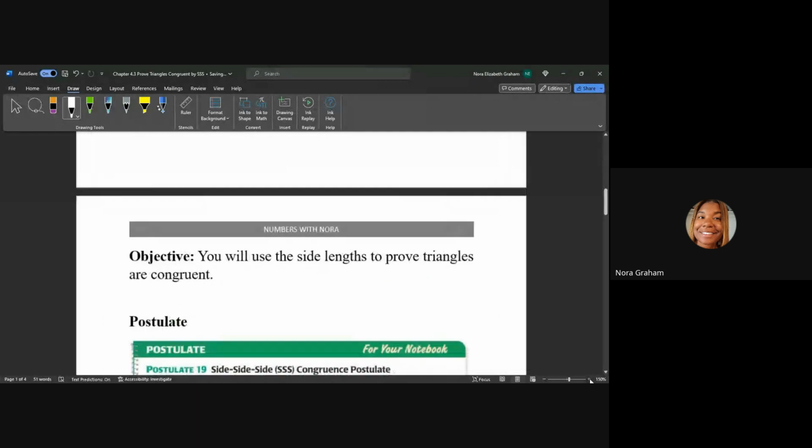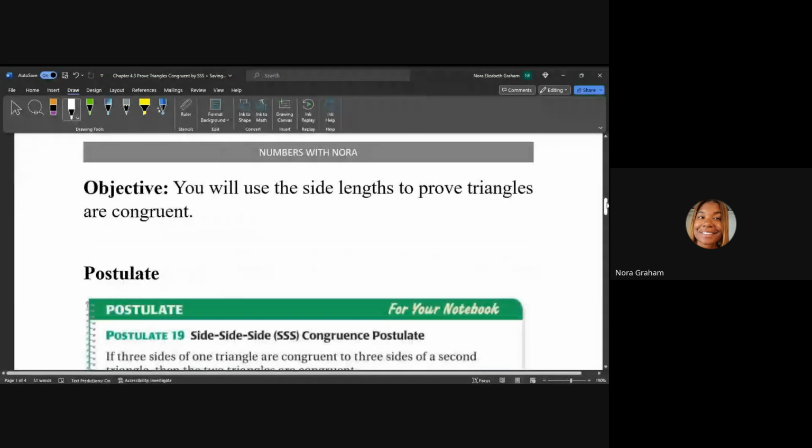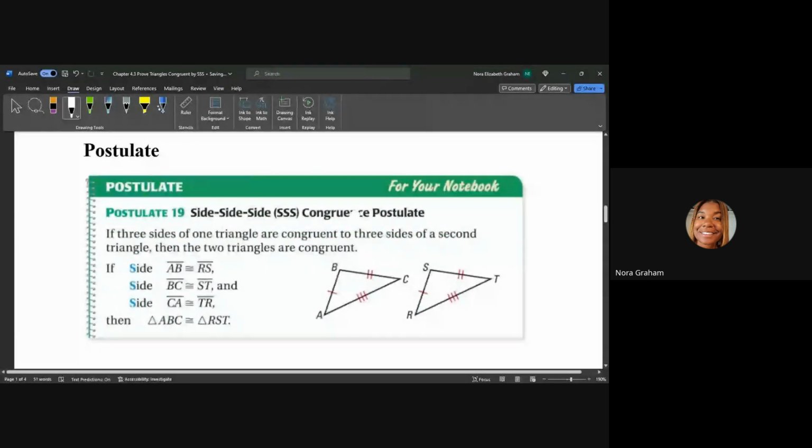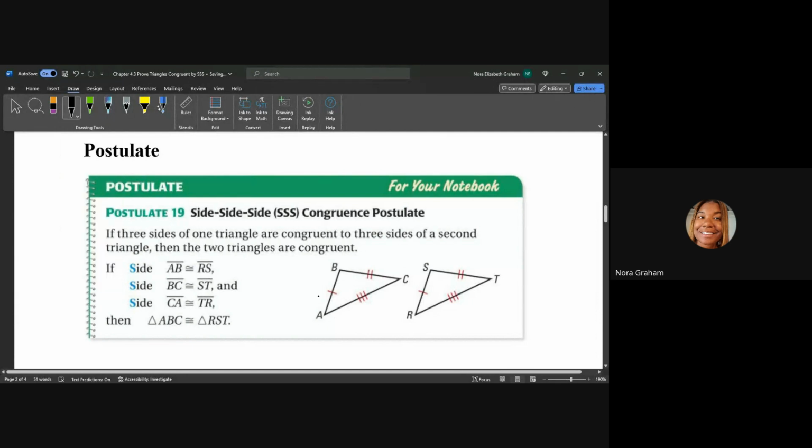So first, the objective for 4.3 is you will use the side lengths to prove triangles are congruent. Let's look at the postulates that we'll be dealing with. Again, they call it SSS, which is usually referred to as side, side, side. It's basically showing that all the sides of both of your triangles have corresponding congruent sides. So if we can prove this, then that shows that both of our triangles are congruent.